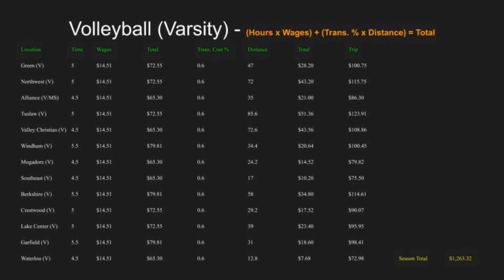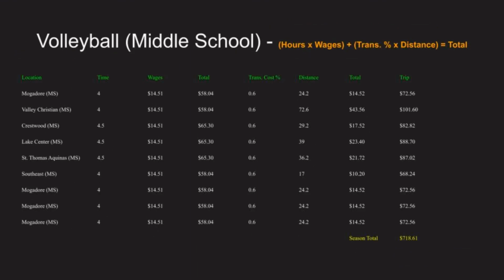Second column is time. Third column, again, base wages for the bus drivers, creating a total cost for that driver of that trip. And then your maintenance costs, which is your transportation percentage times your total travel distance, creating another total, and then adding up the two totals for driver costs as well as maintenance costs creates your trip total. For this past 2019 volleyball varsity and JV schedule, their transportation costs totaled $1,263.32.